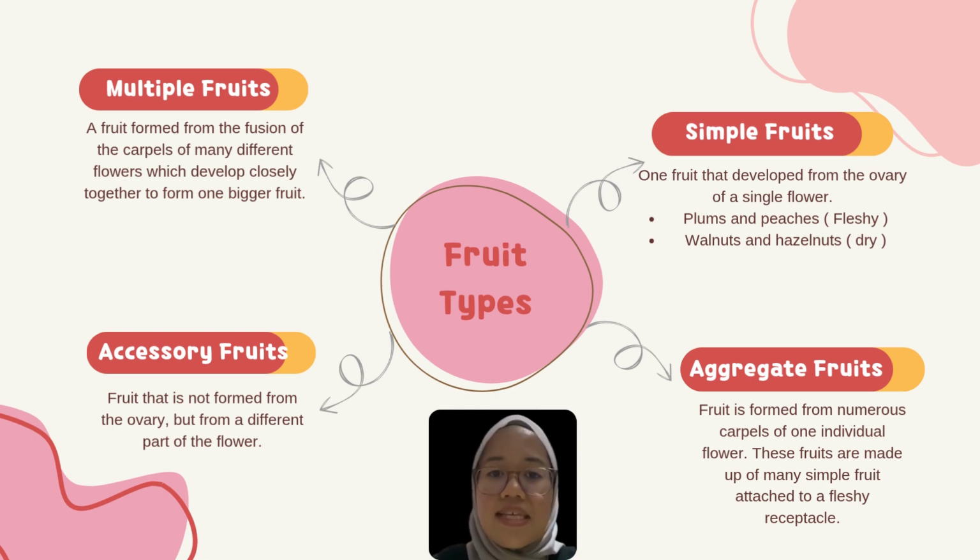And lastly is accessory fruit, fruit that is not formed from the ovary, but from a different part of the flower. They can still fall into one of the main fruit groups, for example, simple fruit, aggregate fruit, or multiple fruit.